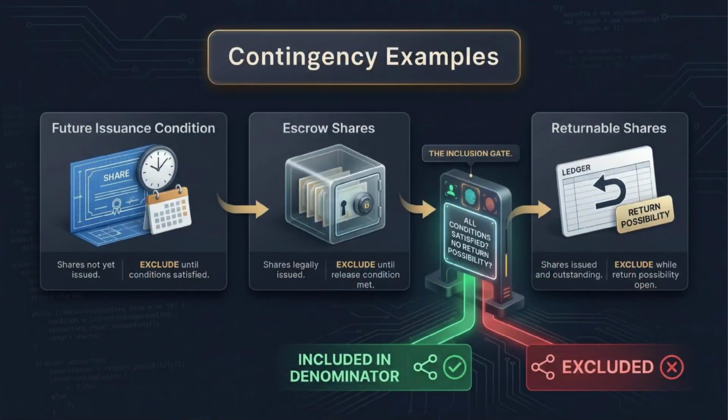Contingently issuable shares can appear in different forms. They may be shares that will be issued only after a future target is met. They may be shares held in escrow. They may even be shares already issued but returnable if a condition fails. The legal form can vary, but the question remains the same. Has the condition been fully satisfied with no remaining obstacle? If not, exclude the shares from basic EPS.